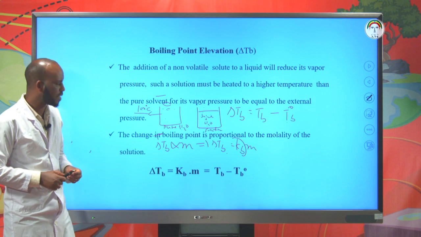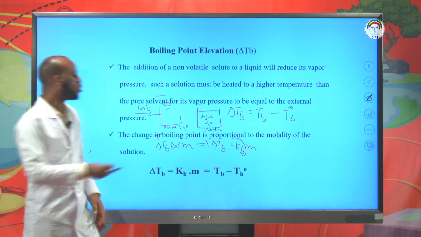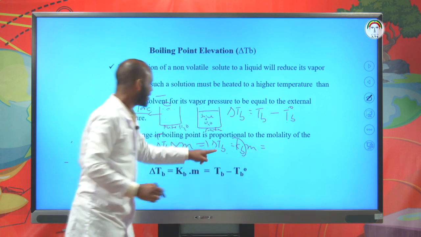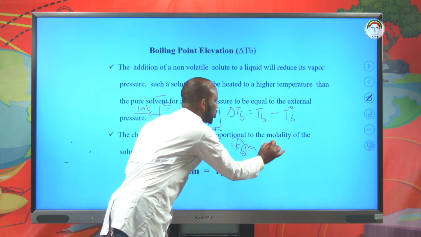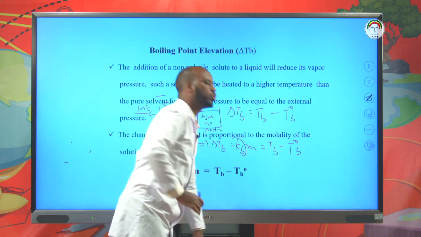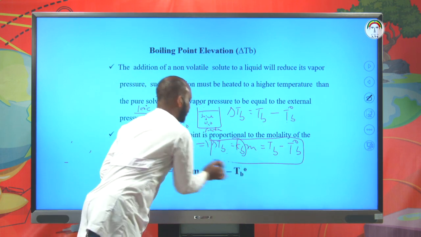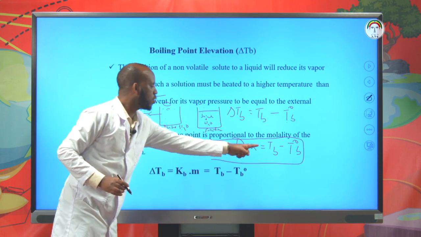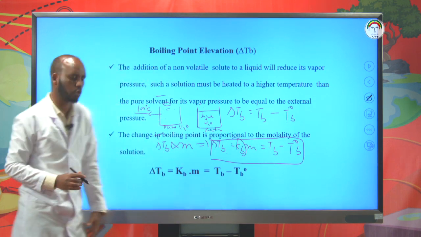One way of expressing the concentration of a solution is molality. Delta TB is the boiling point of the solution minus the boiling point of the pure solvent. Delta TB equals KB times molality, equals the boiling point of the solution minus the boiling point of the pure solvent.